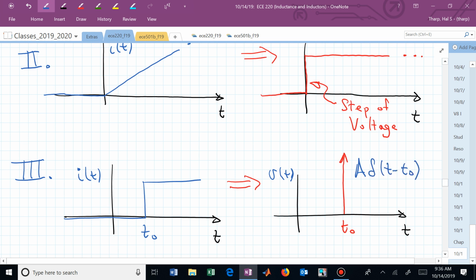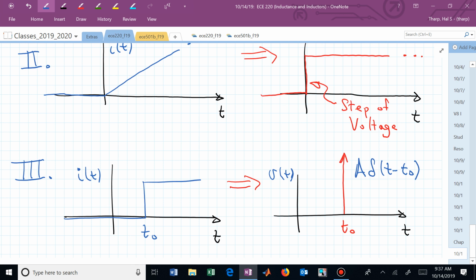Have you played with impulse, the Dirac delta function, in any of your classes? No? You will. So this now is an impulse. A is the area underneath that impulse. The impulse is a made-up, mathematical function. It has no width and infinite height such that the area underneath that impulse is 1. So if we want the area under that impulse to be more than 1, we scale it by A.